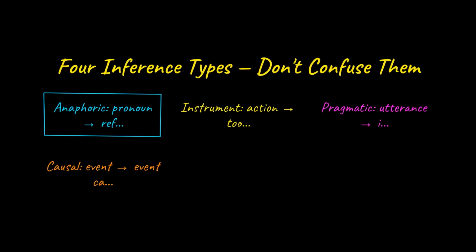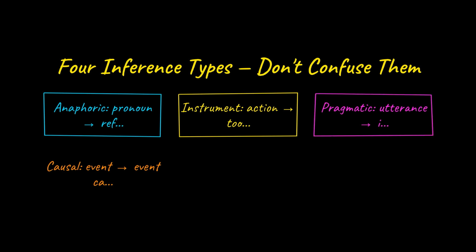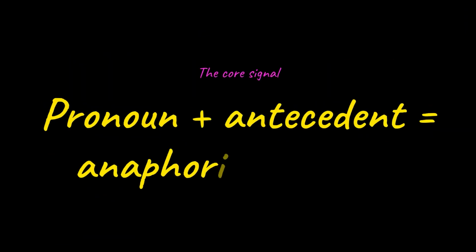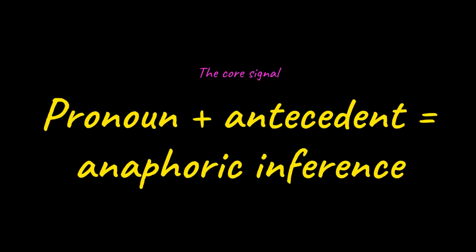The key exam distinction is recognizing that anaphoric inference is specifically about linking referring expressions to prior entities. It's not about inferring tools, speaker intent, or causal chains. Each type has its own signal words, and mixing them up is the most common mistake. Whenever you see a pronoun or noun phrase being tied back to a previously introduced entity, that's anaphoric inference, the engine that keeps discourse coherent and character tracking continuous.